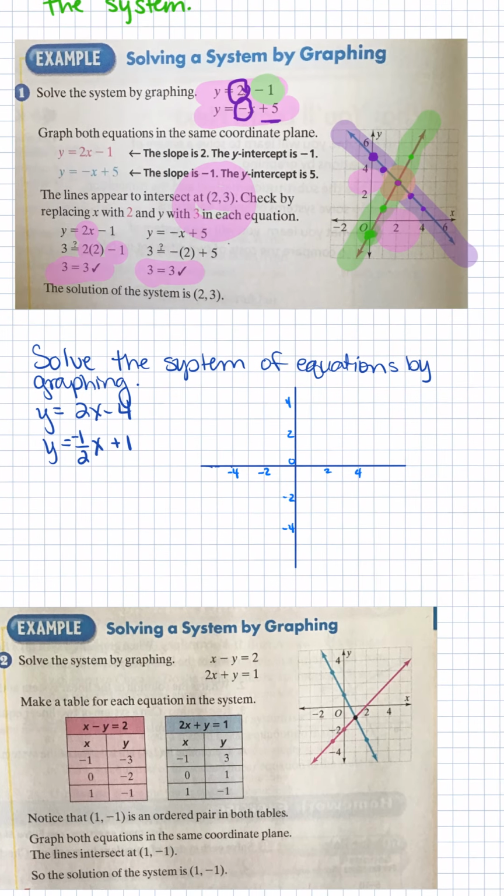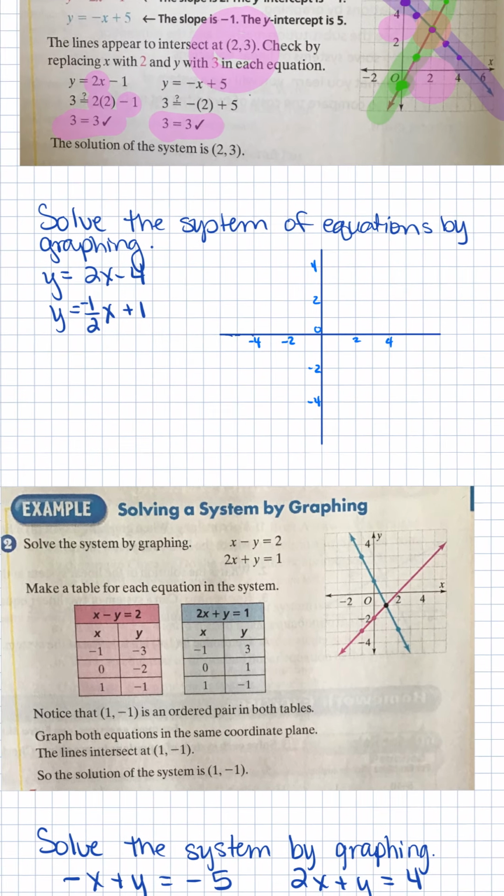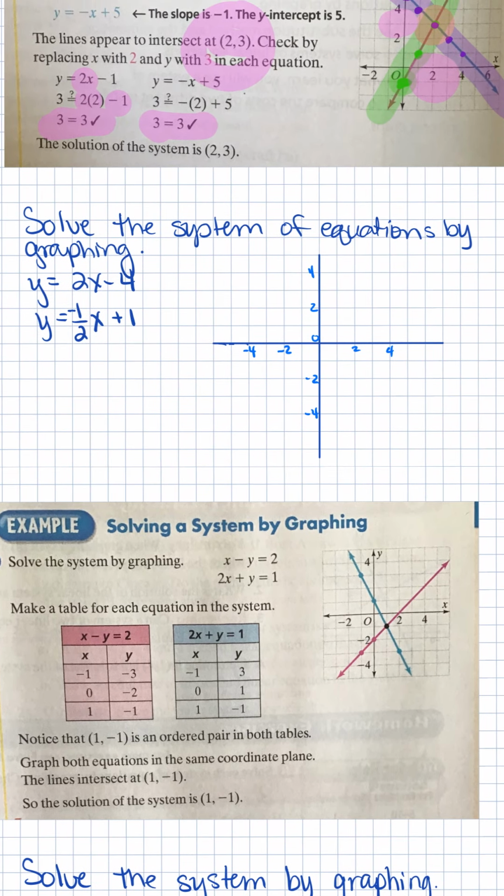Why don't you try to solve the system of equations by graphing for this next one: y equals 2x minus 4 and y equals 1/2 x plus 2. Remember, you're looking for the x and y coordinates where the lines cross. Press pause, try it out, come back to me when you're done.